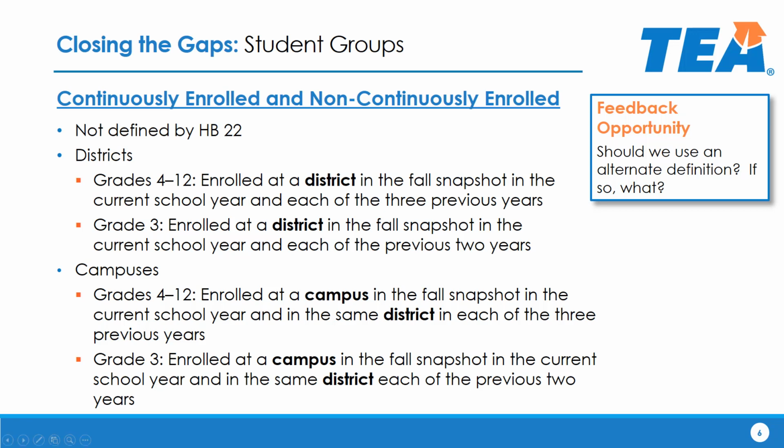Here's how it works for a campus. If a student in 4th grade or higher is on the campus on the snapshot date, we look back at each of the previous 3 years for a total of 4 to see if the student was in the district on the snapshot date in each of those years. A student on a campus on the snapshot date in the current year and in the district in each of the previous 3 years is counted as continuously enrolled. If not, then the student is not counted as continuously enrolled. And for students that are in the 3rd grade, we look at the current year for the campus and the previous 2 years in the district.